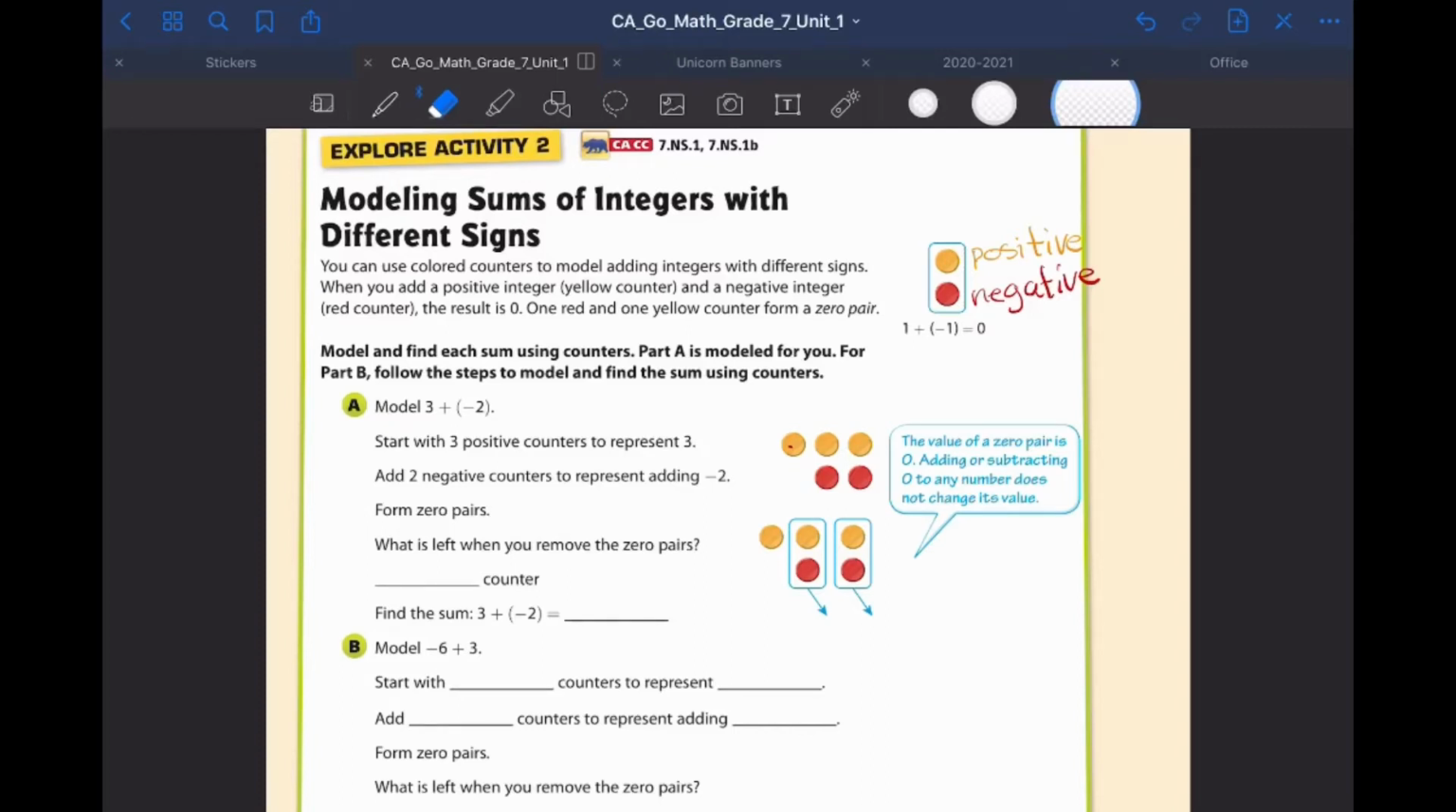way to add integers with different signs is by using counters, and we stated last time that the yellow is positive and the red is negative. Now when you have one positive and one negative, then that is called a zero pair. This is a zero pair. And that is because you start at 1 on your number line and you move 1 to the left in the negative direction, then you end at 0.